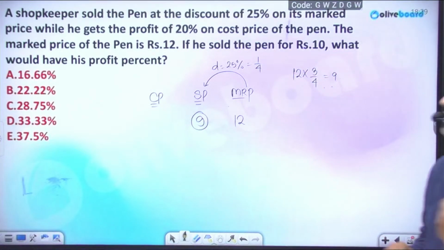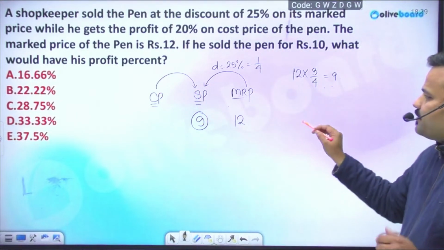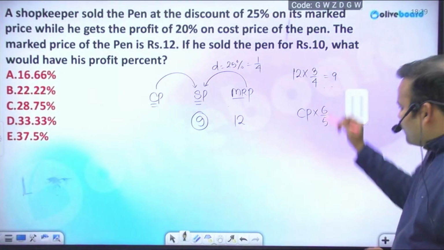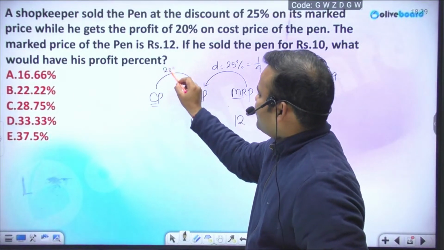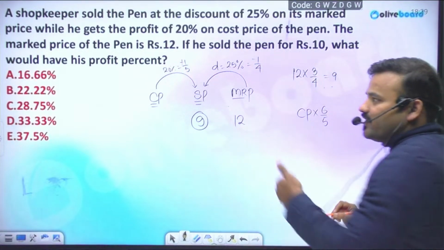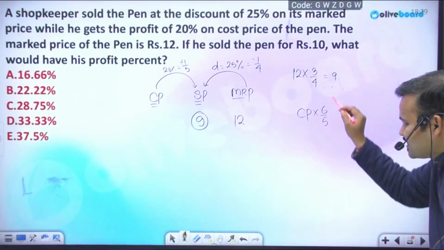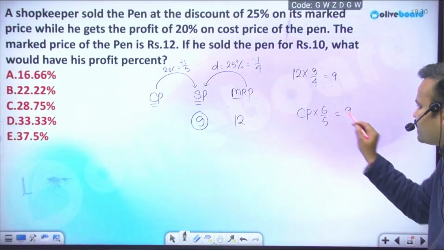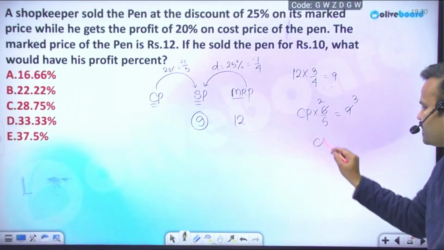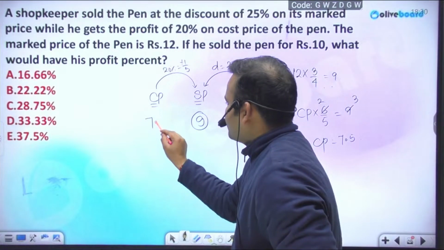And this particular article is being sold at a profit of 20%. What is 20%? 20% is 1 by 5. That means the article is sold at 6 by 5 of its value. A discount is of negative value and profit is positive. That means the cost price, taken as 5, is sold at 6 by 5 of its value, which is equivalent to 9. So this is 3 times 2 and this is 3 times 3. So the cost price of the article is 7.5.